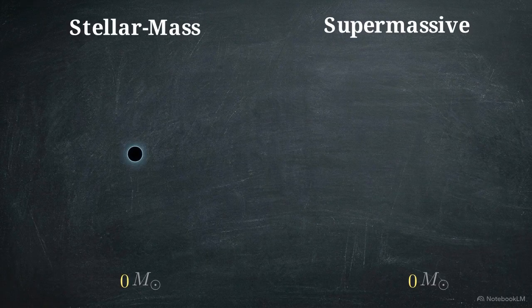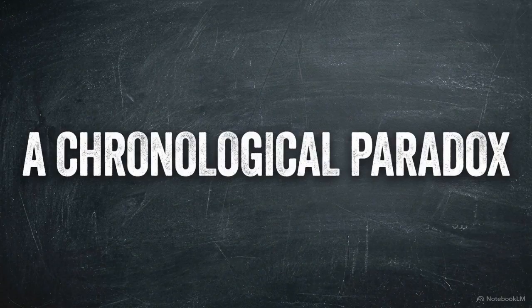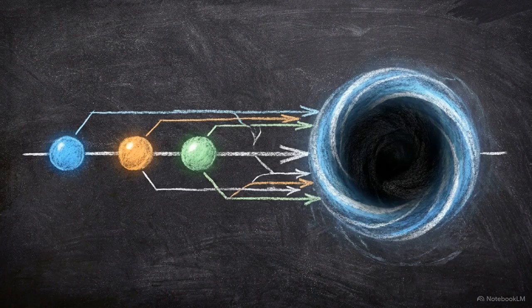We find stellar mass black holes capping out around 100 times the mass of our Sun, and we find supermassive black holes weighing in at over 1 million solar masses. But this creates a timeline problem. We see enormous supermassive black holes existing in the very early universe. For them to get that big, that fast, they had to grow from intermediate-sized seeds.